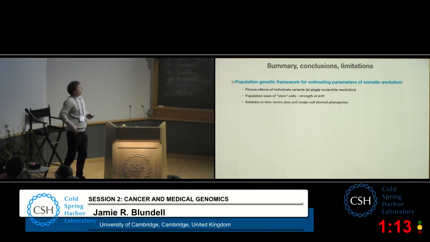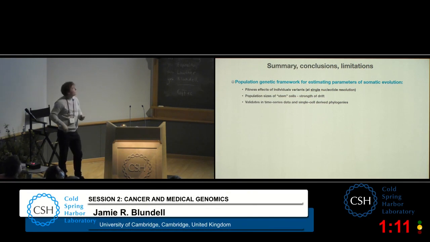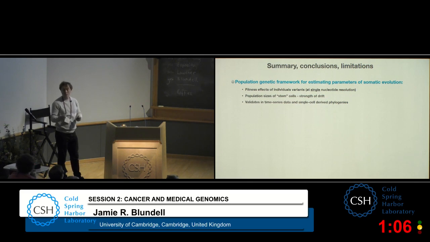Right. So what I've tried to tell you about today is a framework that we've developed, which we think can begin to estimate the key evolutionary parameters that drive the somatic evolution in tissue, in this case blood. You can estimate the fitness effects of variants at single nucleotide resolution, and you can begin to infer the population size of stem cells that maintains the blood, and that is important because it informs the strength of drift and things like this. And most of these seem to validate in time series data and single cell phylogenies from other people's work.